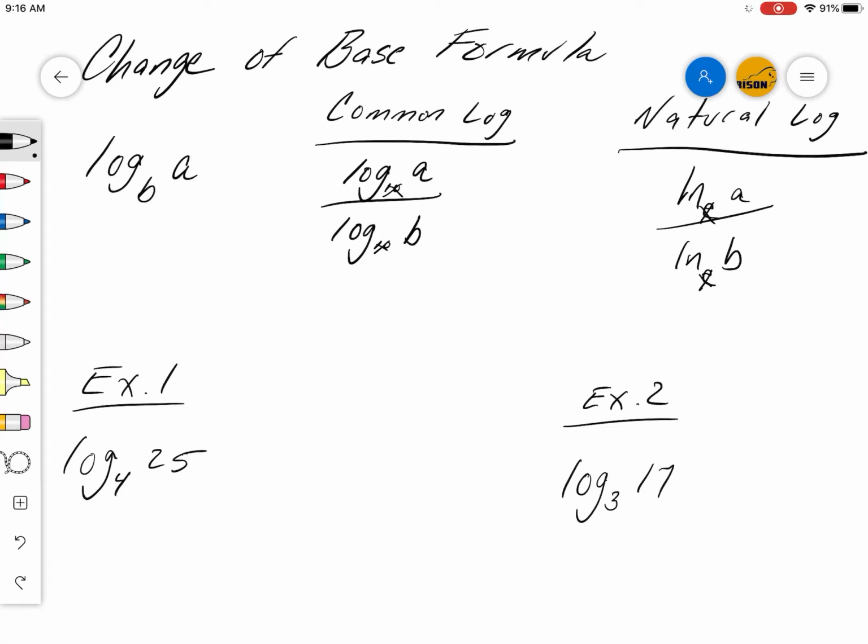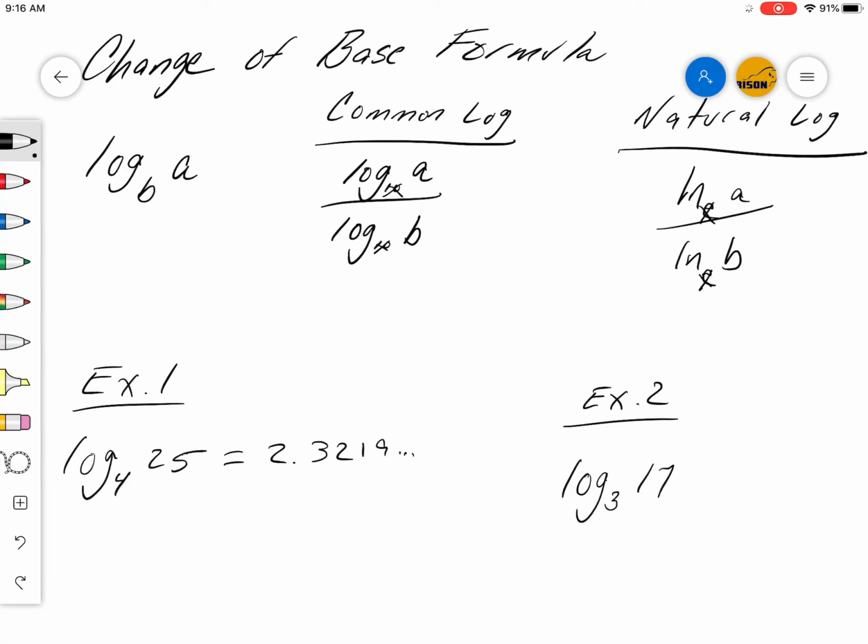Log base 4 of 25 is 2.32. So that's what we're shooting for. 2.32. 3, 2, 1, 9, and then some more stuff after it. All right, so that's what we're going for. But let's say that I don't have one of these Inspires, and I can't just type this in.